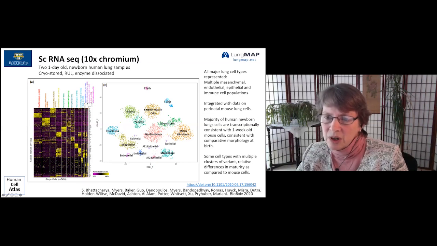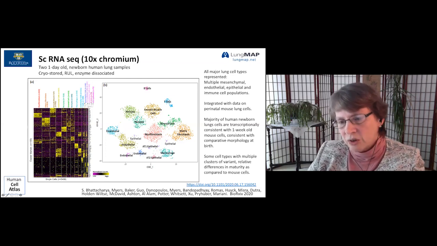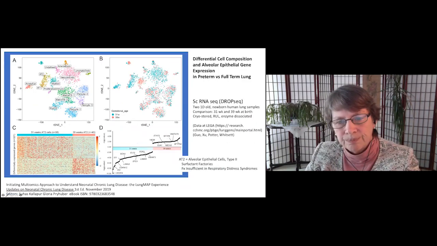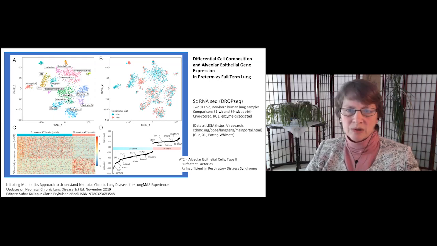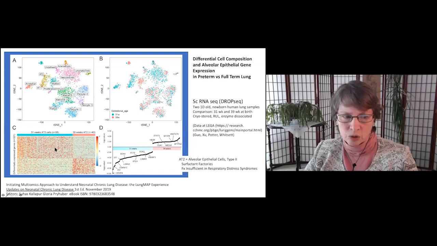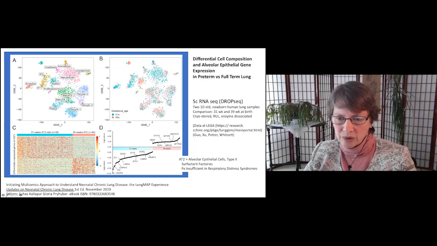We found similarities in development, but the majority of the human newborn lung cells are more like a 1-week-old mouse cell. That's consistent with the saccular versus alveolar histology that we see at birth of mouse versus human. This is just, again, exemplary work from Cincinnati on Drop-seq from both a preterm 31-week lung and a 39-week lung, showing progression in the type 2 cells of gene expression from preterm lung to more mature lung with particular genes outlined.